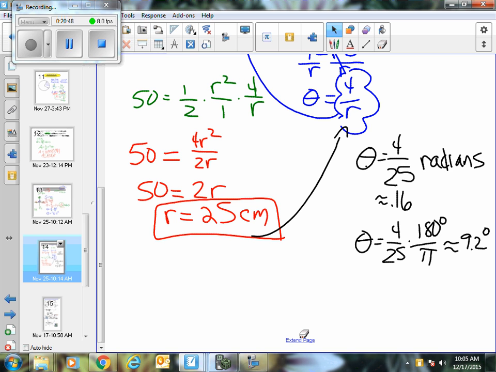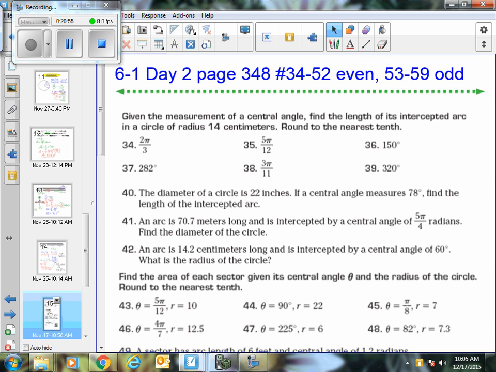And that's really what you're going to get into when you start talking about some of the applications in the homework assignment today too. So this is day 3 for notes, day 2 for the book assignment, back on page 348 again. So give those a try, and then we'll see how we're doing on arc length and area of a sector.